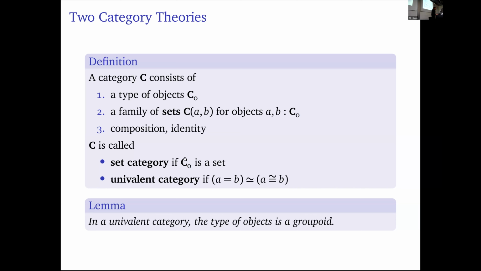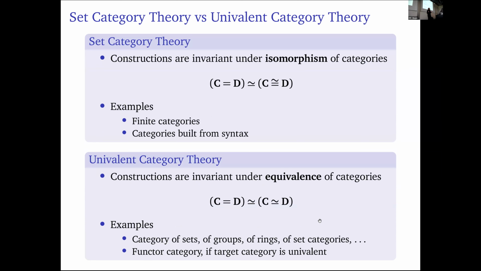We can either ask that C naught is a set, and then we call the resulting category a set category. Or we can ask that the identity type coincides with the type of isomorphisms in the category. And then we call the resulting category a univalent category. So there are two ways of getting rid, in some sense, of the identity type on objects. In a univalent category, the type of objects is then a groupoid, one can prove.